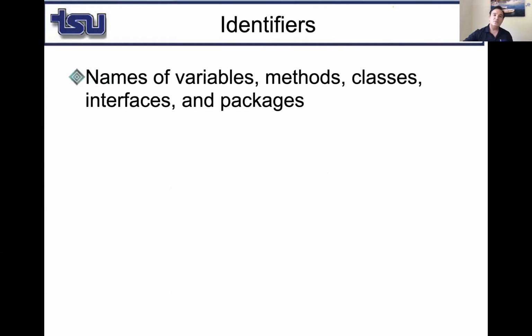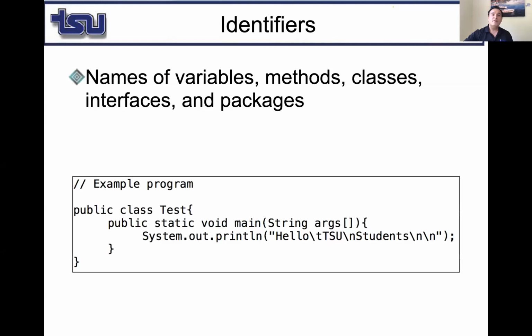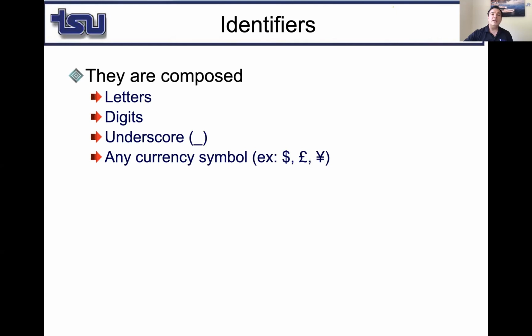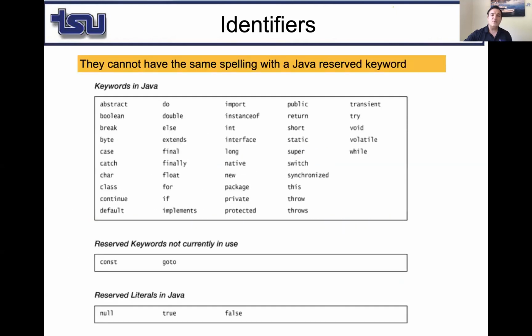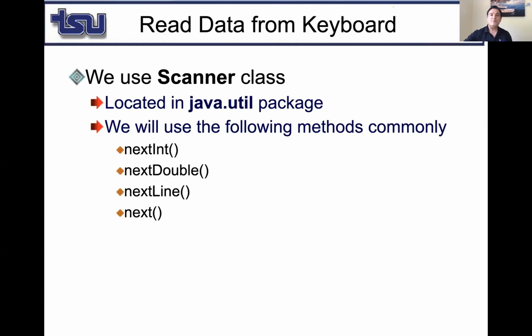To sum up, they are composed of letters, digits, underscore, or any currency symbol. They cannot start with digits, and they cannot have any one of those keywords as identifiers. You cannot have them. So I hope so far it is clear.